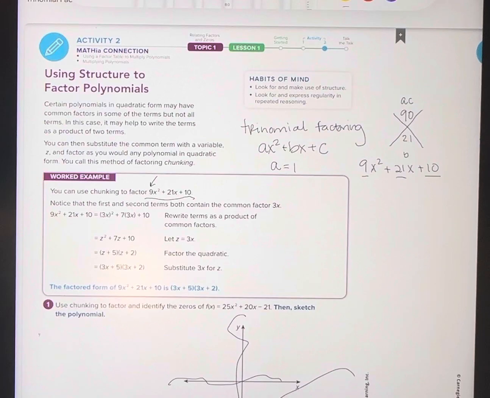And alrighty, here we are. Now we need to think of two numbers that multiply to make 90, add or subtract to make 21. Okay? And it's a little tricky. Off the top of my head, I can't really think of it. All I can think of is 9 and 10.